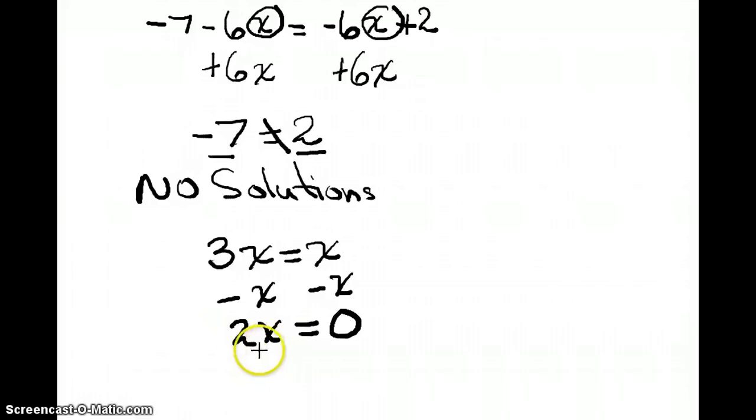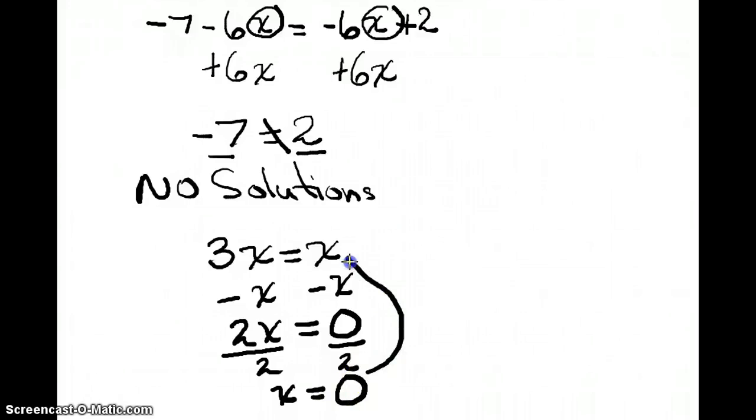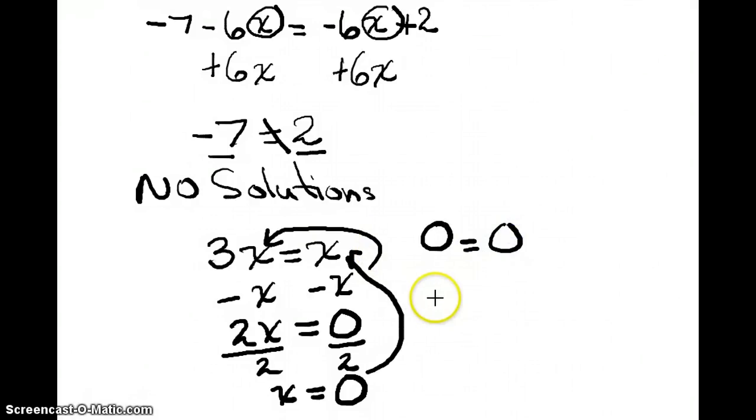Next step, simplify, isolate, divide. I divide by 2. X equals, well, nothing. 0 divided by 2 is 0. Is there a solution for x? Absolutely, 0. If I plug 0 in here and 0 in here, 3 times 0 is 0. X is 0. Does 0 equal 0?